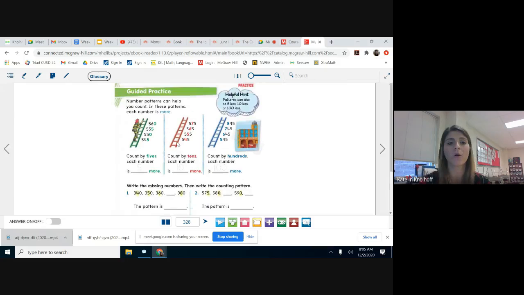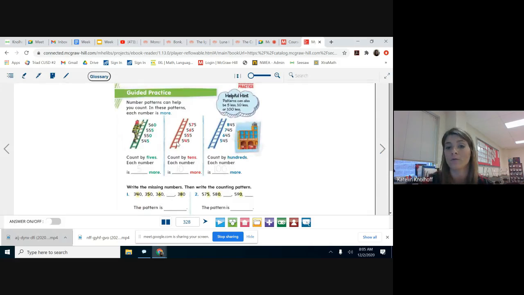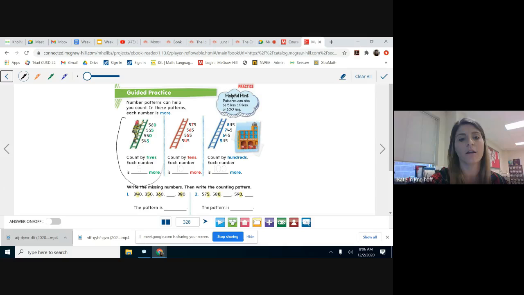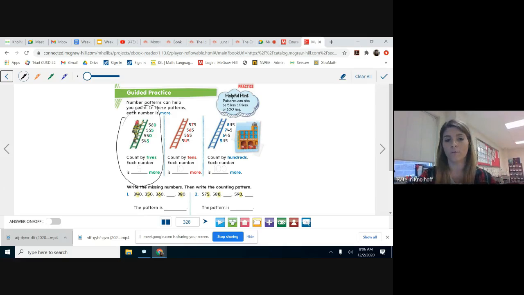Okay, so number patterns can help you count. In these patterns, each number is more. Okay, now they are going to have you go backwards too. So they might do 5 less, 10 less, 100 less. Okay, but we're focusing on 5s, 10s, and 100s. They can go forwards or they can go backwards. Okay, so our first one right here is what we're looking at. Circle it. And this is 5 more.